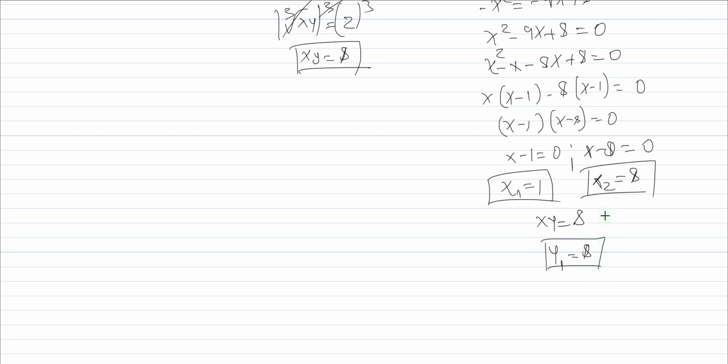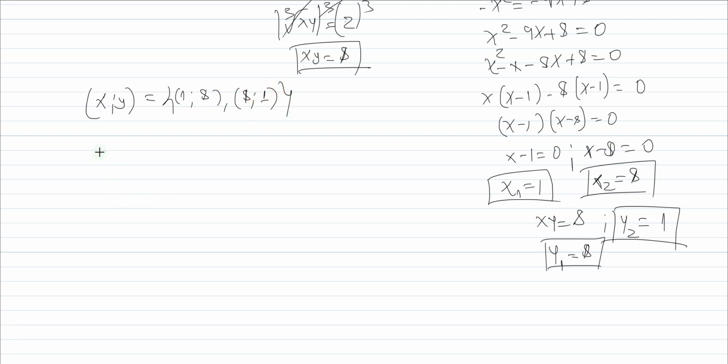And if x is 2, then, sorry, if x2 is 8, then y2 is equal to 1. Okay, so this is our first solution. So we're going to have (x, y) equal to (1, 8), and then (8, 1).